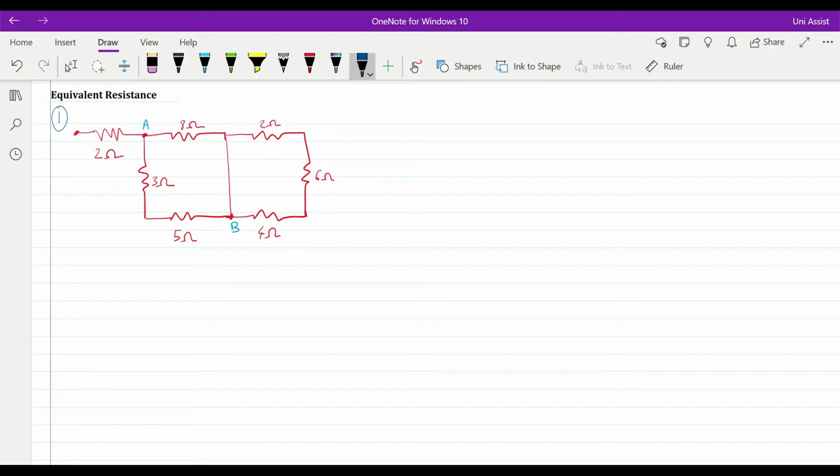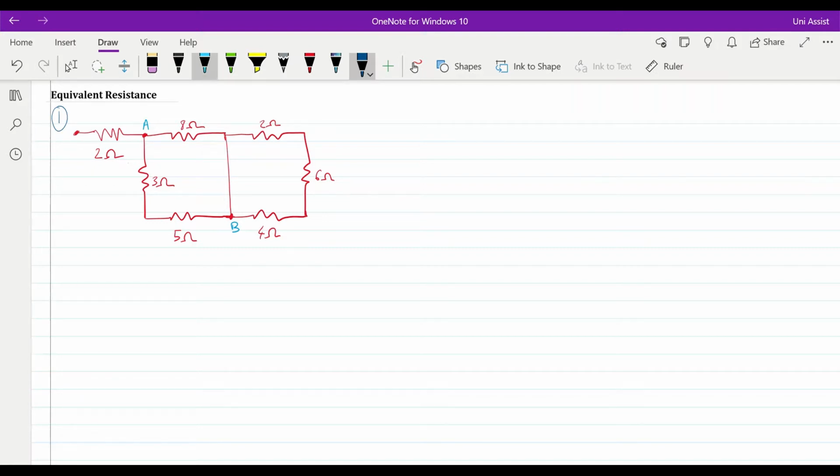Today we're going to cover the topic of equivalent resistance. Now this is a very common exam question, but it is a very tricky topic, as you can get some pretty complicated circuits in your exams. So today we're going to go through some tips and strategies on how to approach these types of questions. So let's get into it.